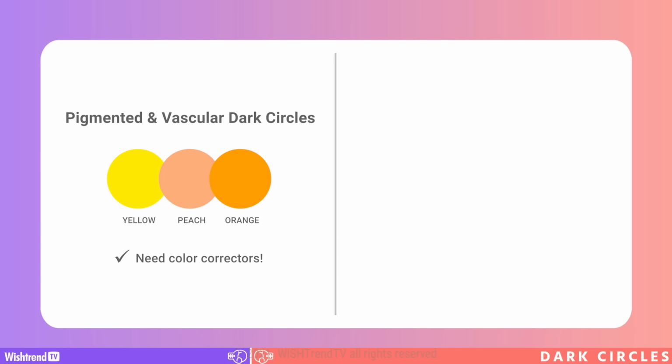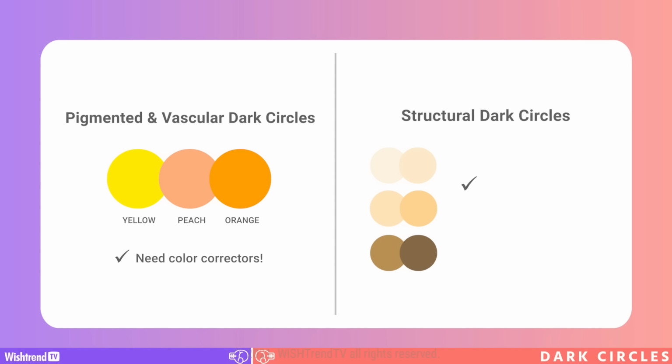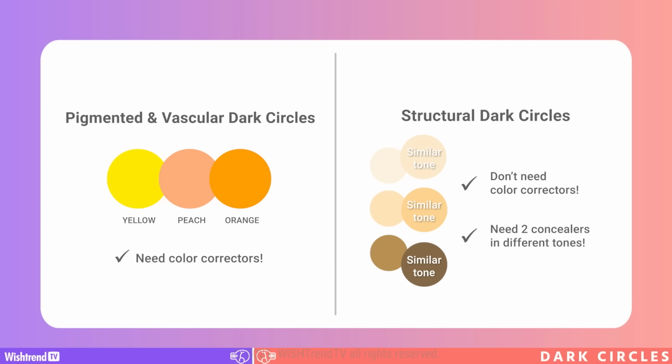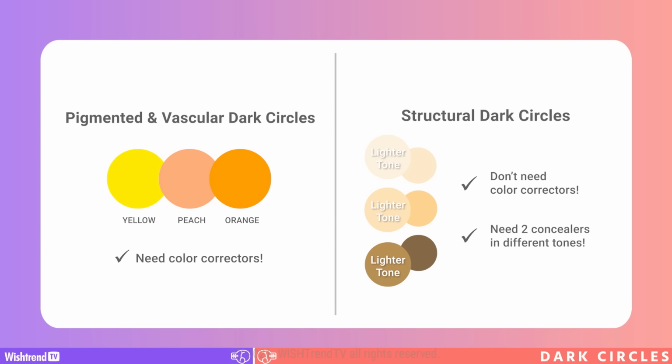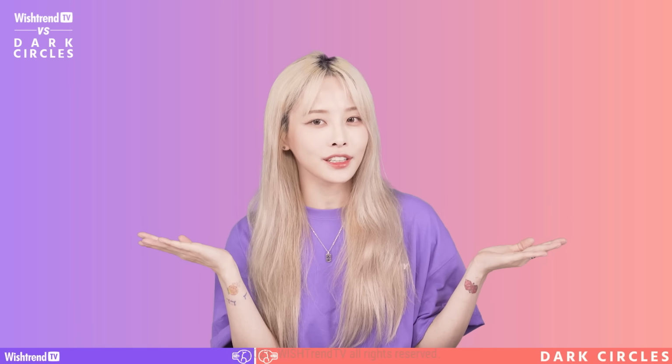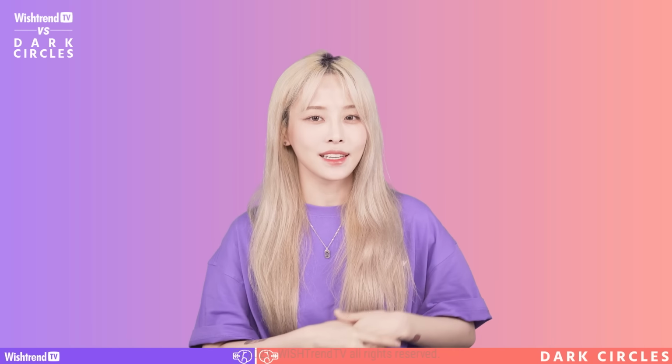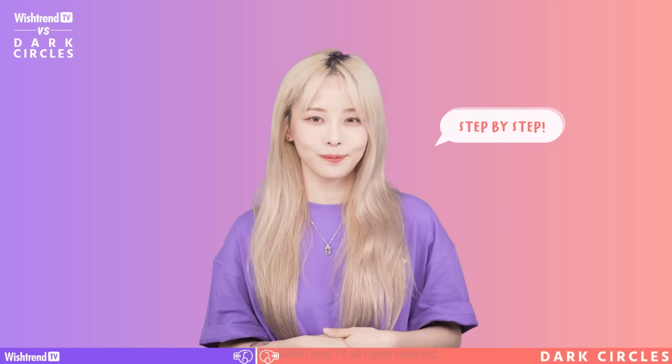On the other hand, structural dark circles appear because of a shadow, so rather than color correcting, it's better to use 2 concealers. One that is similar to your skin tone and another one that is slightly lighter. So now we know what we need in order to cover our dark circles. Let's find out how to conceal them step by step with EJ.